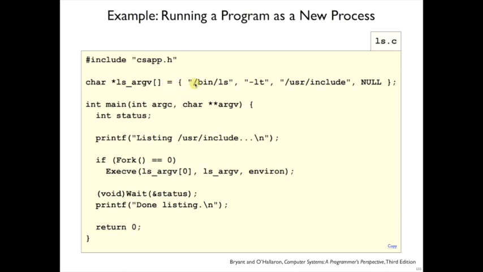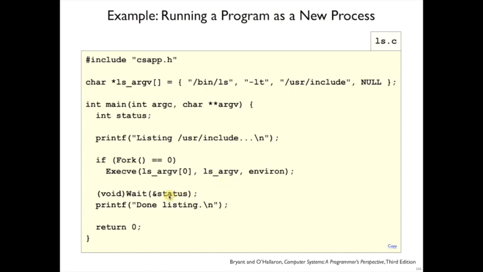This is a program that's going to run /bin/ls, which is the ls program you run all the time. It's going to pass it a -lt flag and show the contents of the include directory, and then this NULL here is terminating the arguments. This program is going to print that it's about to list /usr/include. Then it forks, and in the child process only, it runs the ls program, which is the same as argv[0] here, passing along those arguments and the current environment.